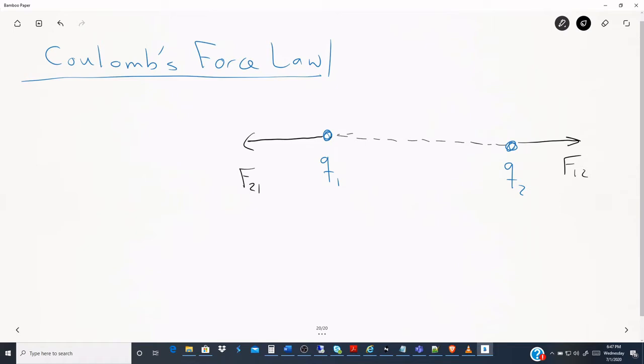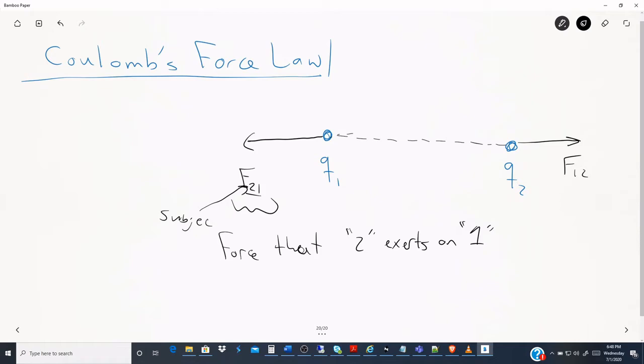In my notation, when I write subscripts on a force, like right here, I am using active voice. So you should read this as the force that 2 exerts on 1. Okay? So you can think of the first subscript being the subject, and the second subscript as being the object. That's at least in terms of grammar and language.